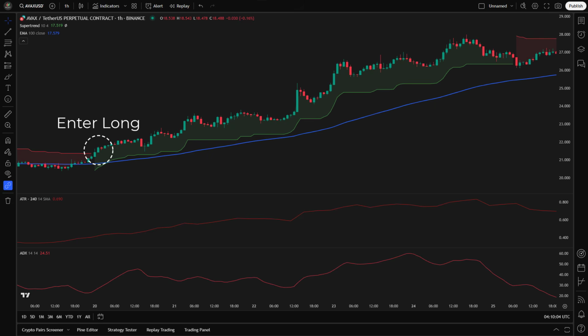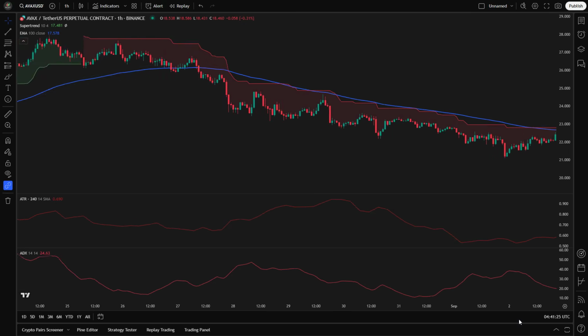For exiting the trade, we use the supertrend line as a trailing stop. If the price closes below the supertrend, we exit the trade and lock in our profits. In this case, everything lined up perfectly. And as you can see, it turned out to be a successful trade.